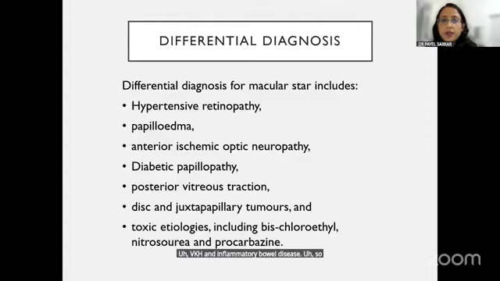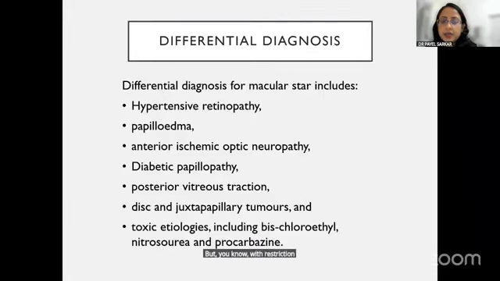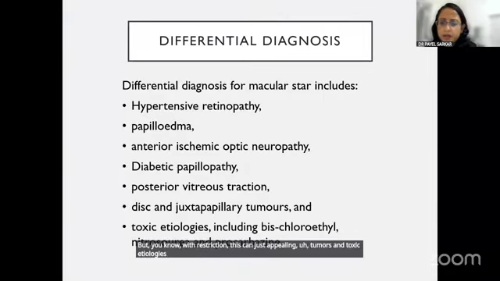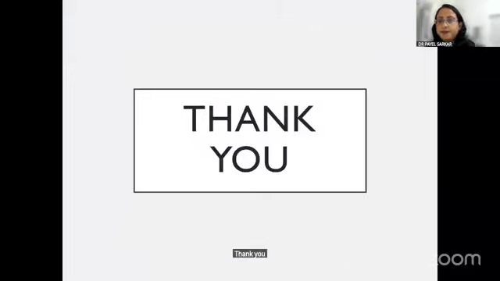So we also have to keep some differentials in mind, such as hypertensive retinopathy, papilloedema, anterior ischemic optic neuropathy, diabetic papillopathy, posterior vitreous traction, disc and juxtapapillary tumors, and toxic etiologies, including bischloroethyl nitrosourea and procarbazine. Thank you.